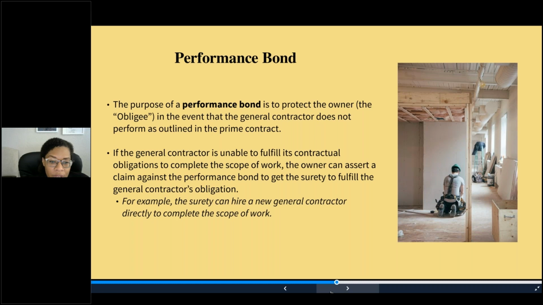If the surety agrees to step in, there are a number of ways it can assist the owner in completion of the work. For example, the surety can hire a new general contractor to directly come in and complete the scope of work that was needed.